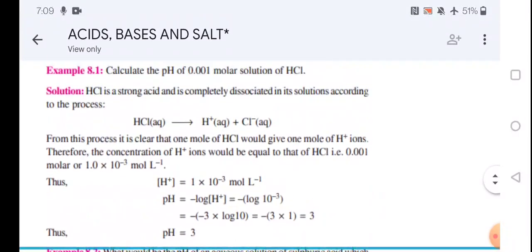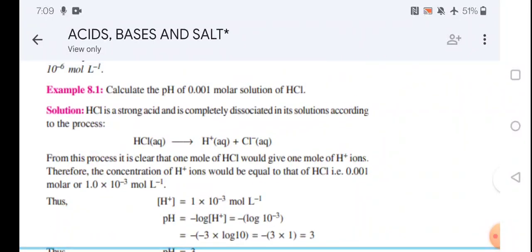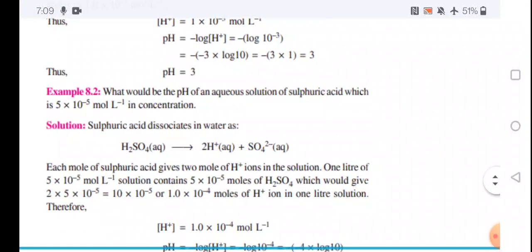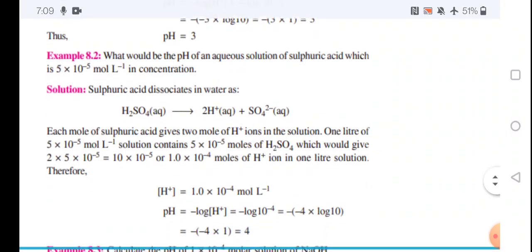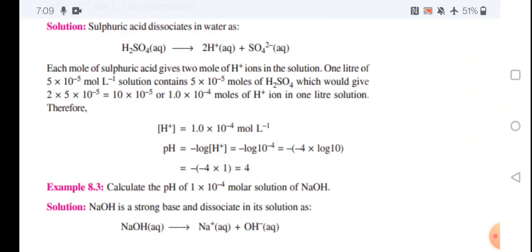See, in the last case we have only one H plus ion, so we take the given value directly. But in the second problem we have two hydrogen ions, so we multiply 2 with the given value. That's why we get 1 into 10 to the power of minus 4 mole per liter. So for that we applied the logarithm and we got the final value, that is pH value equal to 4.